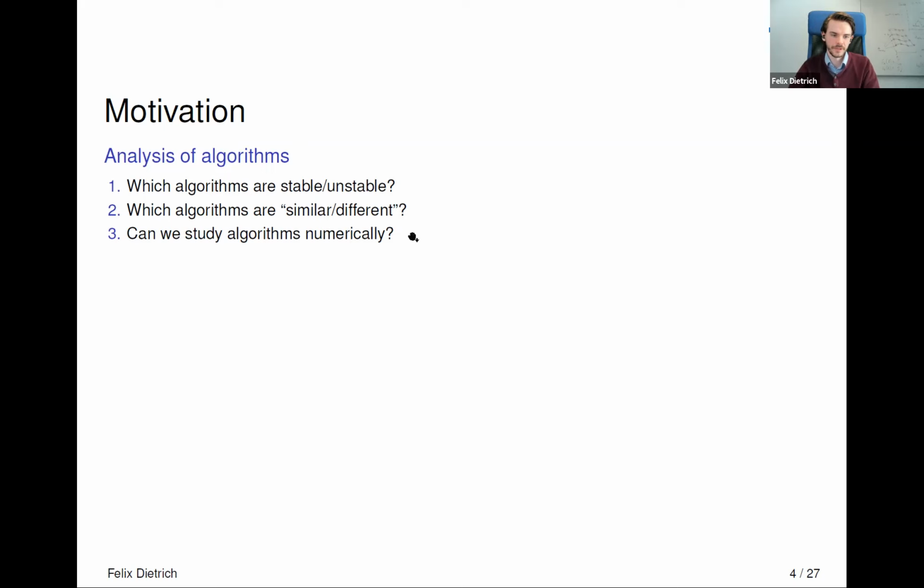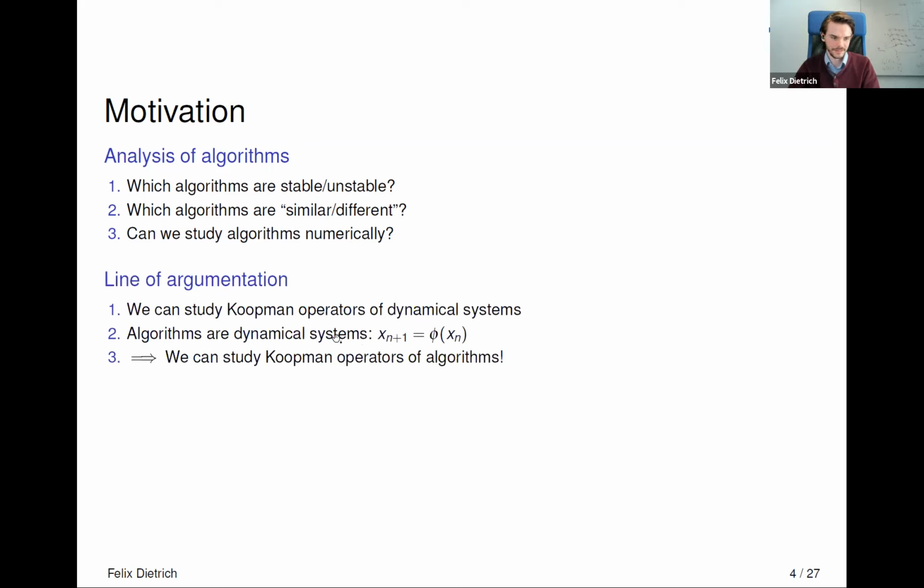And of course, our take on it is that yes, and we can use the Koopman operator approximations to do that. So the line of argumentation for the work is that we certainly can study the Koopman operators for dynamical systems, and you've seen Alex talk about it at length. But now the key idea here is that algorithms, especially iterative algorithms, right, are or can be considered as dynamical systems, because if you think about it, if you have some state xn and then you just apply an algorithm, then you get the next state over time.